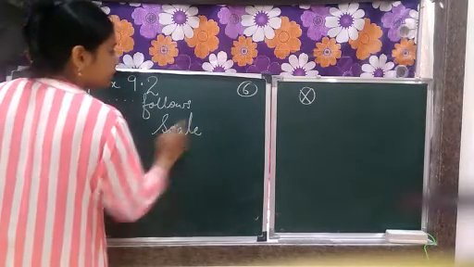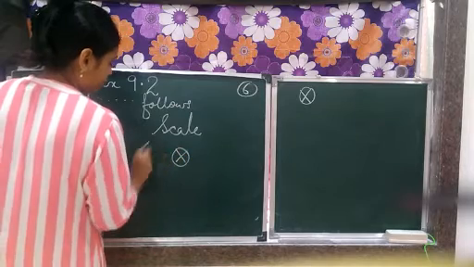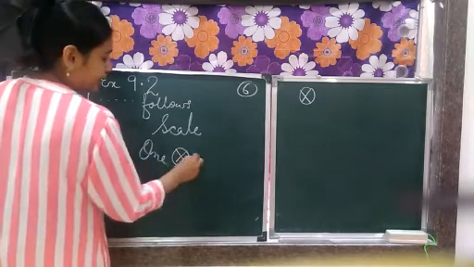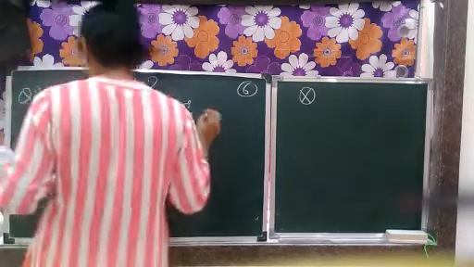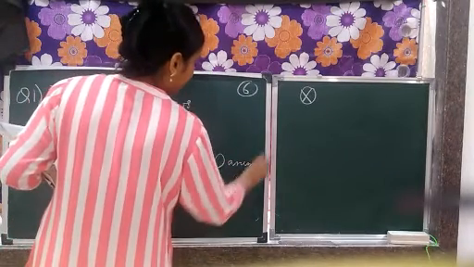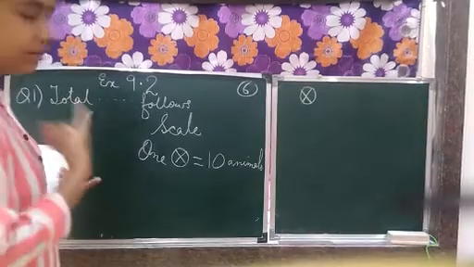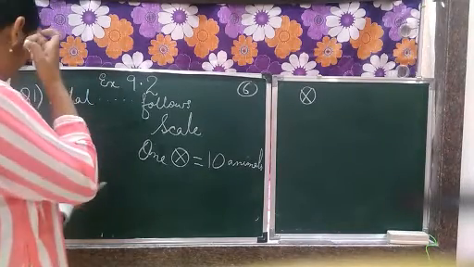Scale. This diagram, this one. Here you can write like this. One symbol is equal to how many animals? 10 animals. It is already given in the book. Okay. So we are starting in copy. This you have to do in the copy.